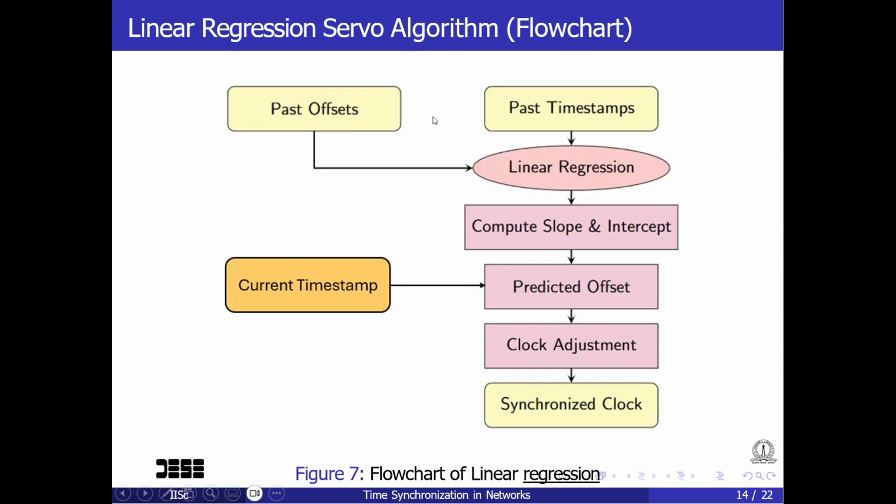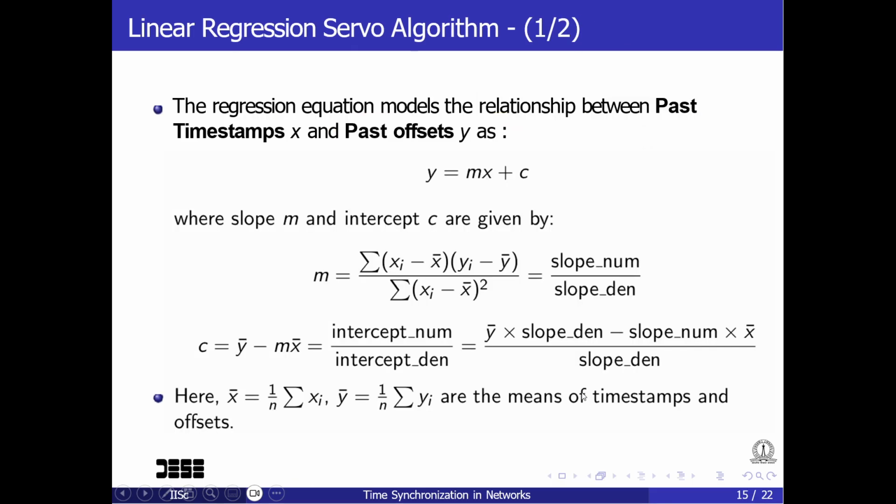So this is the flow chart. It will take the past offsets and past timestamps, do a linear regression operation, and calculate slope and intercept. Then, when we give any current timestamp, it will predict the offset, do clock adjustment based on this predicted offset, and synchronize the clock. That is the overview of linear regression. This is the formula that we have used, just for reference.